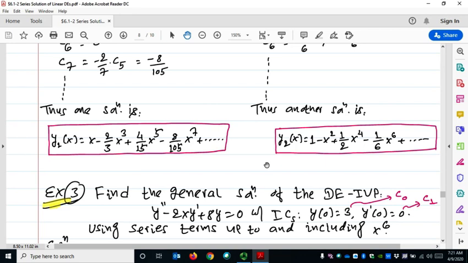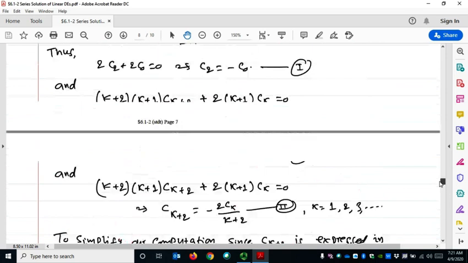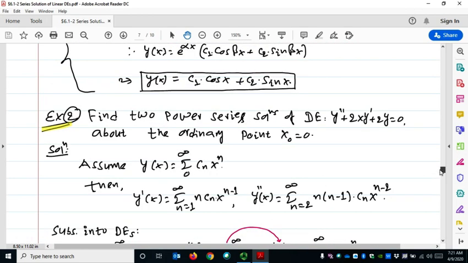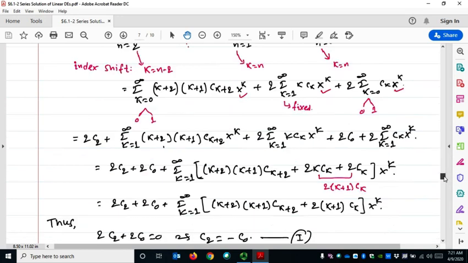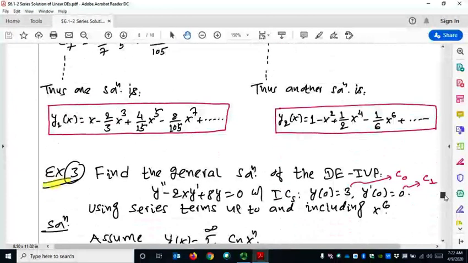The question doesn't ask us to find the general solution. The question asks us to find the two solutions. Let me go back again and show you the question here. Yes, find the two power series solutions of the given differential equations. By the way, this differential equation is with constant coefficients here.